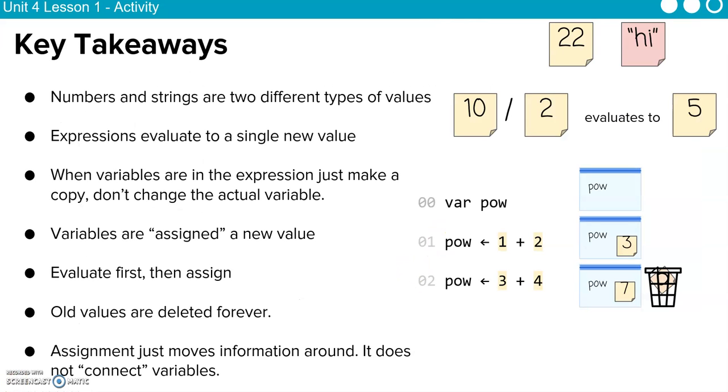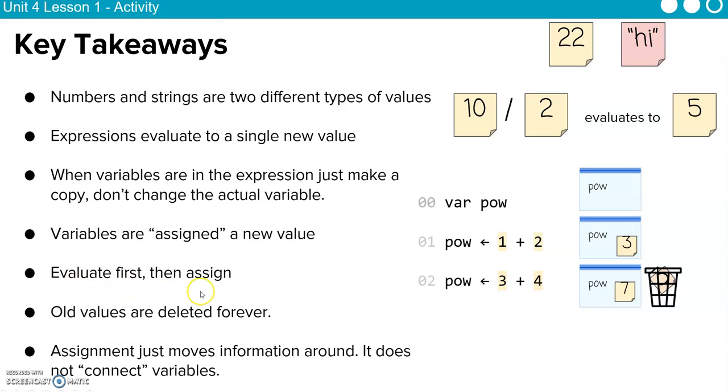So these are the takeaways. They're in the notes below, so you can take a look at them. But right, numbers and strings are 2 different types of values, and there's more than just this. Expressions always evaluate to a single new value, so you can combine them to be one value. When variables are in an expression, we just make a copy. Don't change the actual value. They're just being used, basically, right? Variables are assigned a new value. So we have that arrow representing the assignment.